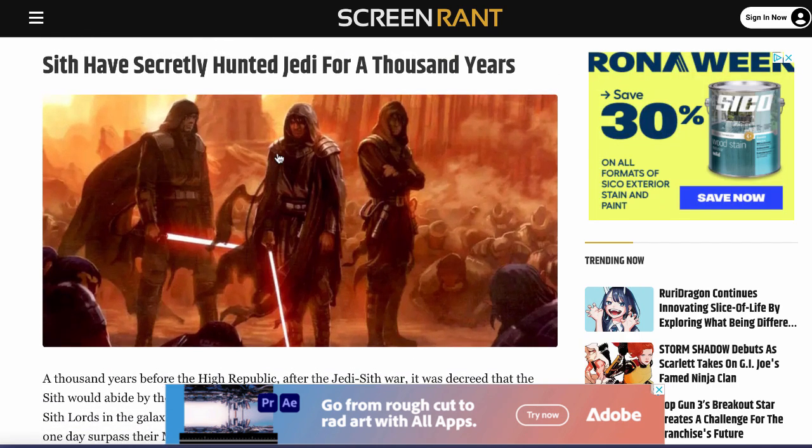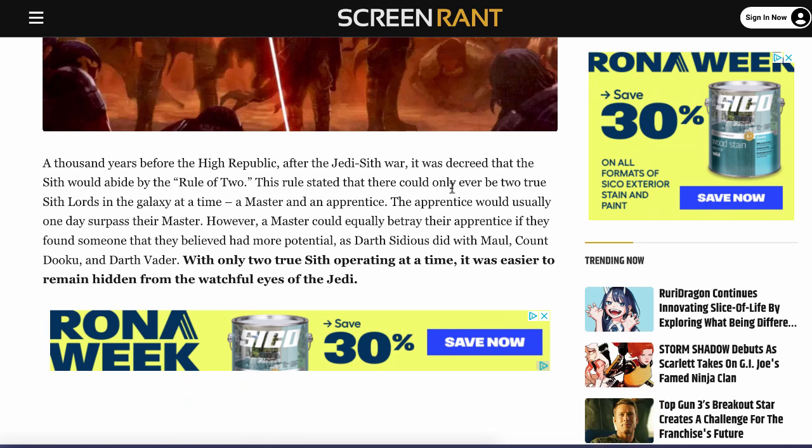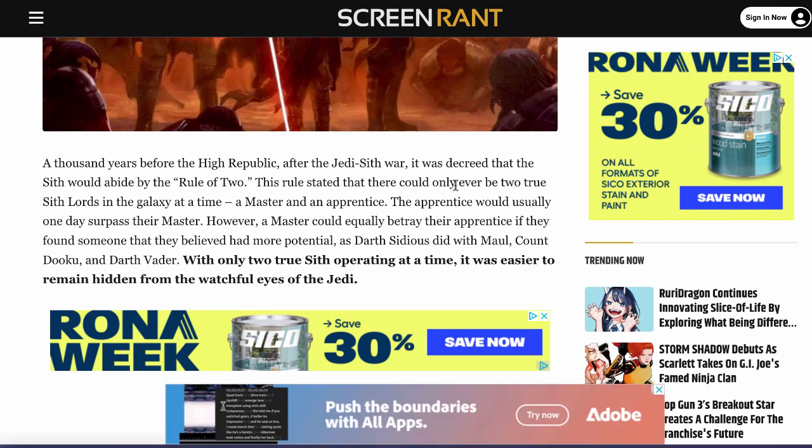Sith have secretly hunted Jedi for 1,000 years. 1,000 years before the High Republic, after the Sith-Jedi War, it was decreed that the Sith would abide by the rule of two. This rule stated there could only ever be two true Sith lords in the galaxy at a time, a master and an apprentice. The apprentice would usually one day surpass their master. However, a master could equally betray their apprentice if they found someone that they believed had more potential, as Darth Sidious did with Maul, Count Dooku, and Darth Vader.